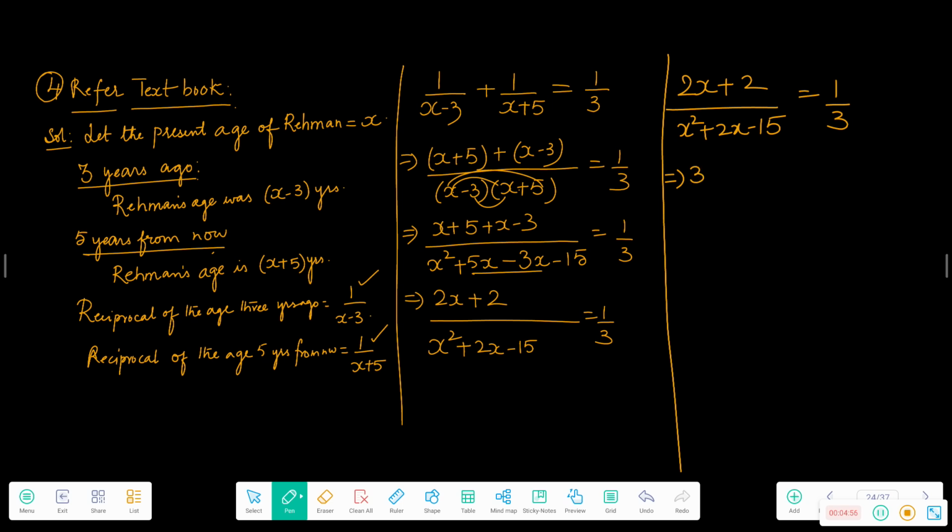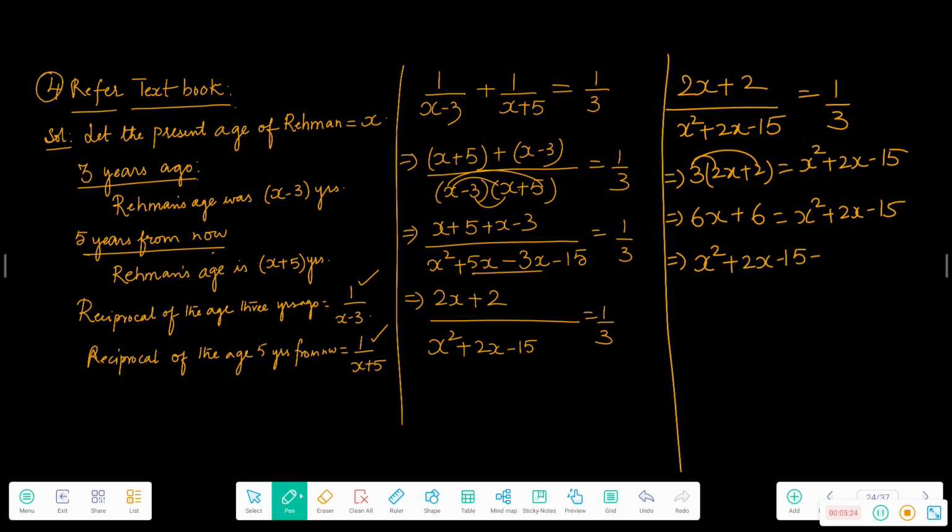So go for cross multiplication. 3 times 2x plus 2 is equal to x square plus 2x minus 15. So we will get 3 times 2 is 6x plus 3 times 2 is 6, equal to x square plus 2x minus 15. Shifting all the LHS terms to the right side, we will get x square plus 2x minus 15 minus 6x minus 6 is equal to 0. So x square, 2x minus 6x is minus 4x, minus 15 minus 6 is minus 21, equal to 0.